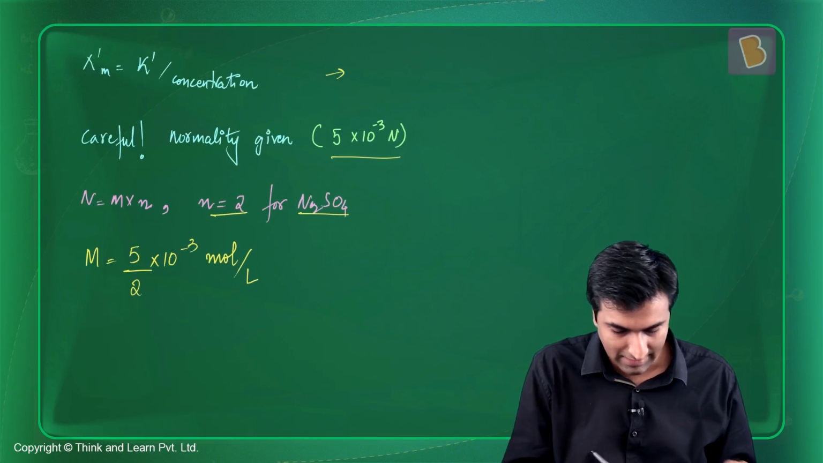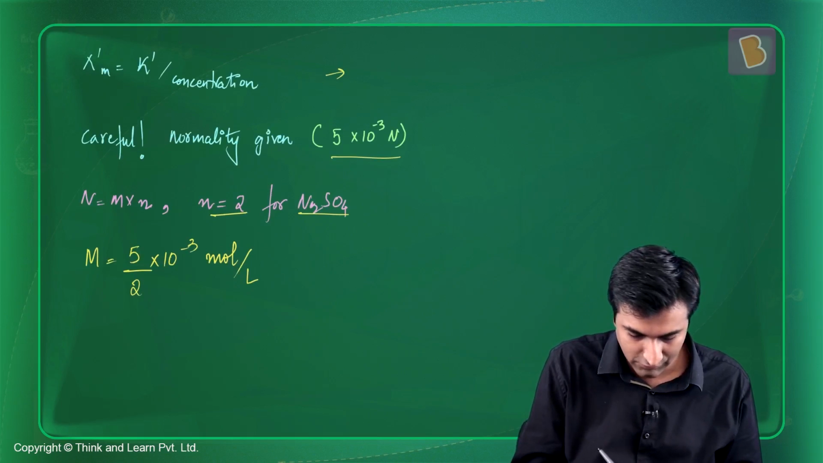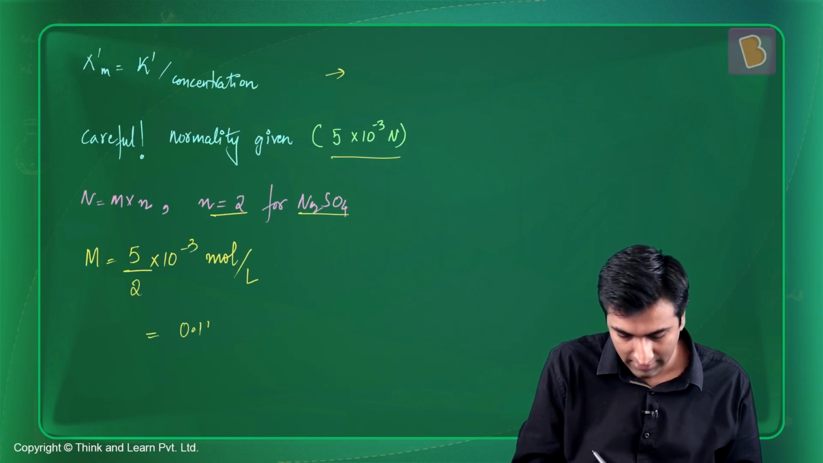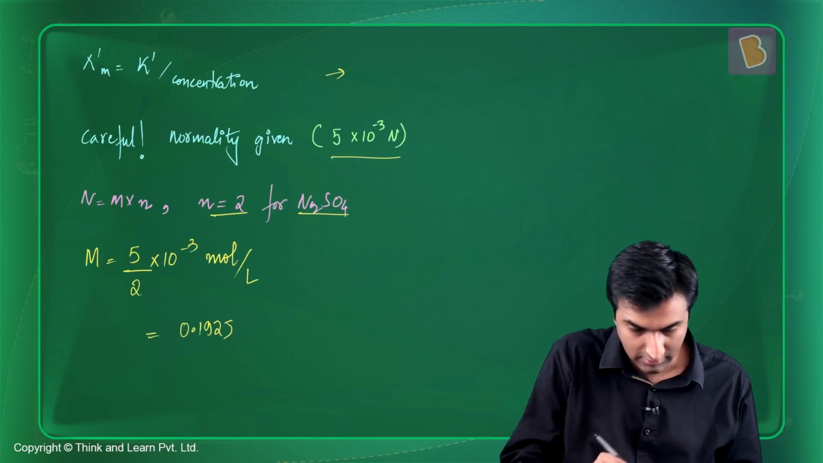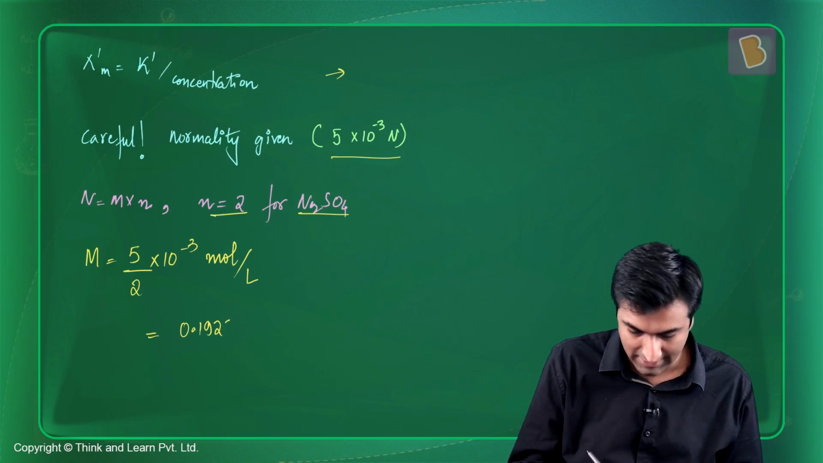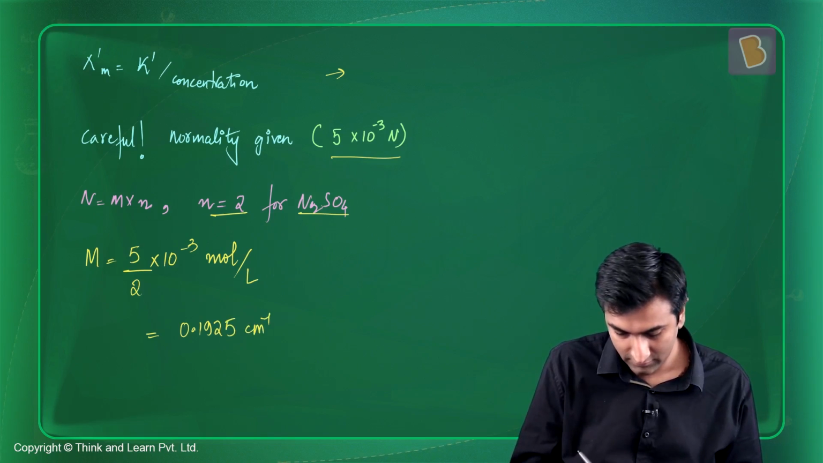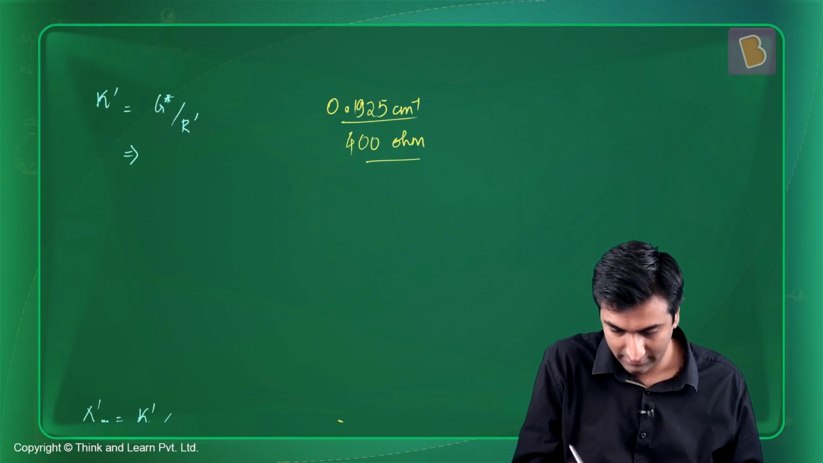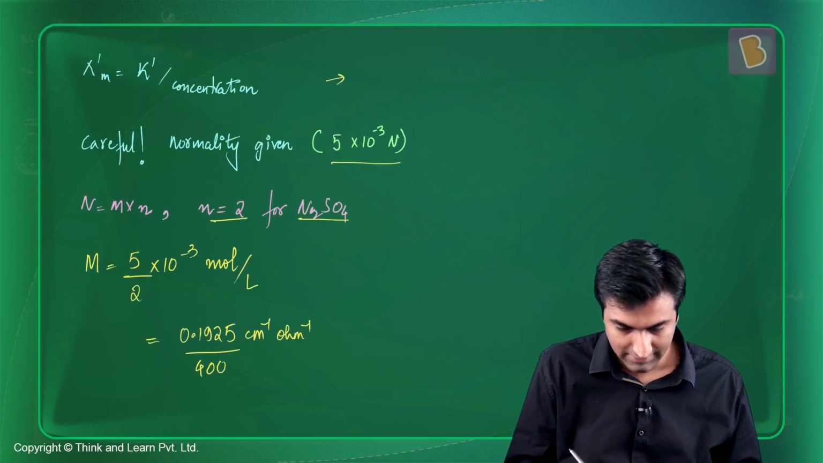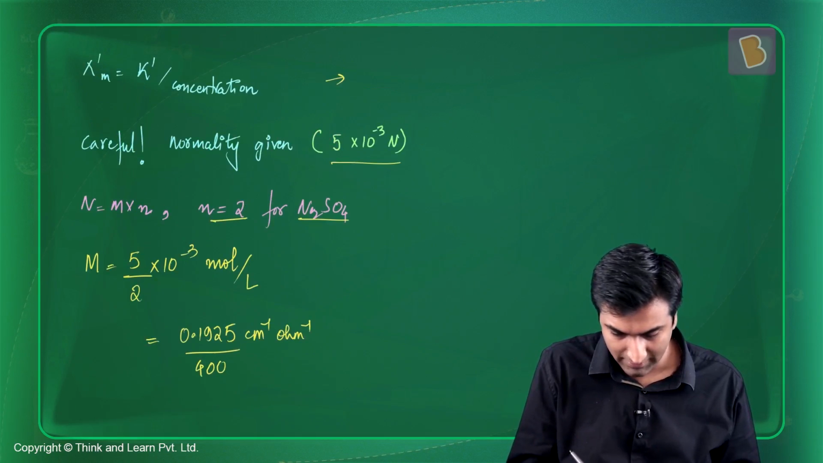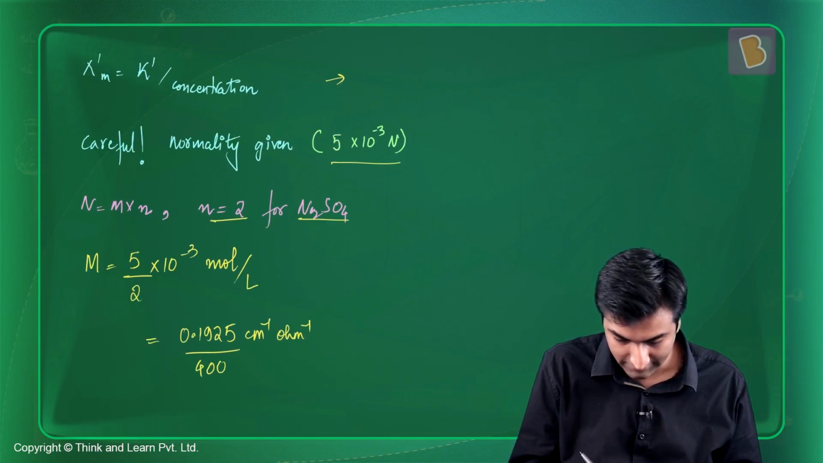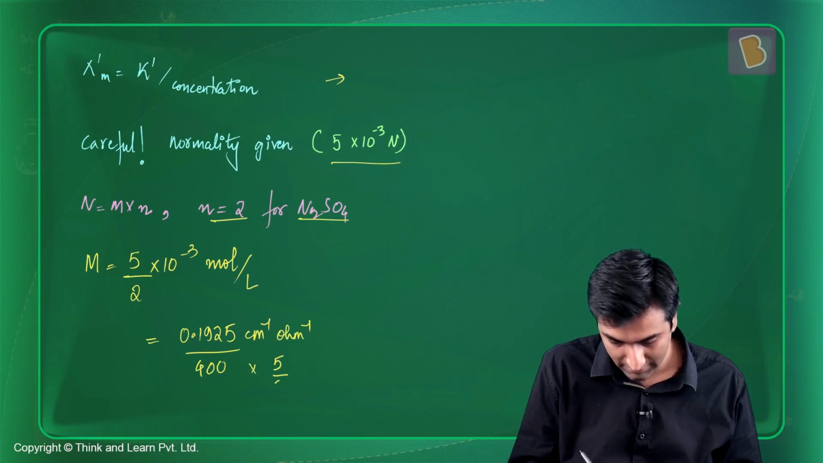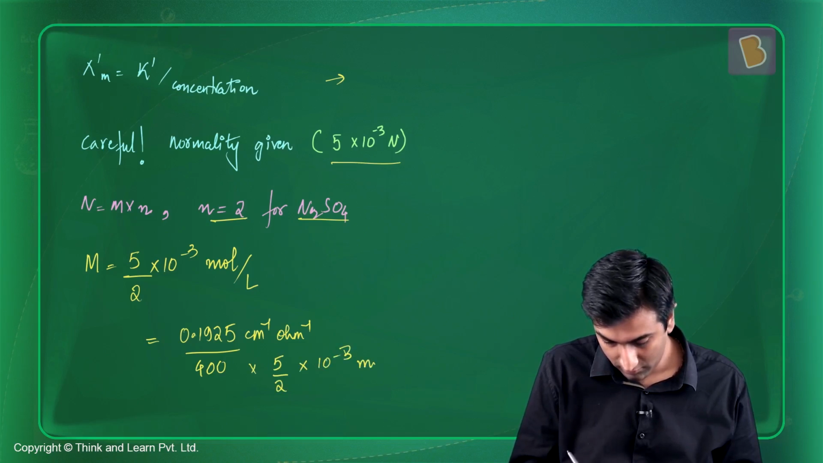Okay, so you have lambda m is equal to kappa by concentration. So let's do that. I have kappa to be 0.1925. That was a bad 5. Let me make that properly. It's 0.1925 centimeter inverse ohm inverse, right? Divided by 400, right? That's what I had over here. Just checking that. Okay. So that was that. And then what I need to do is divide by the concentration, right? Here it's 5 by 2 into 10 power minus 3 mole per liter.